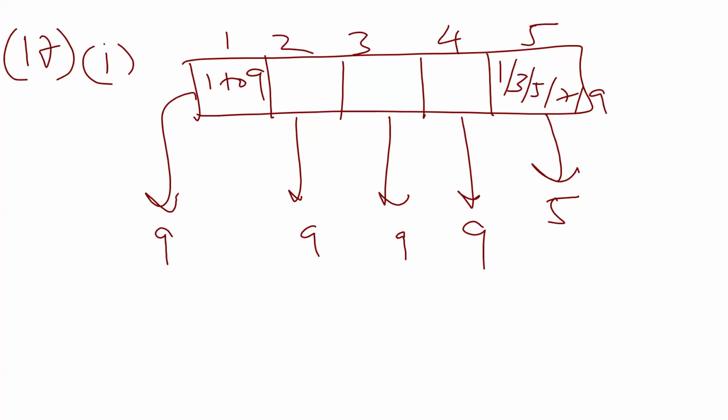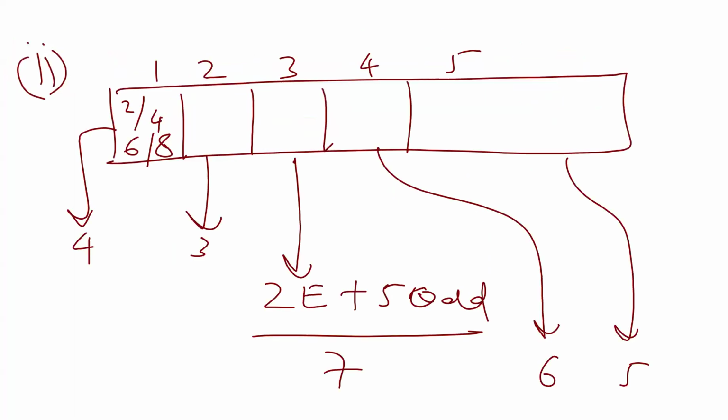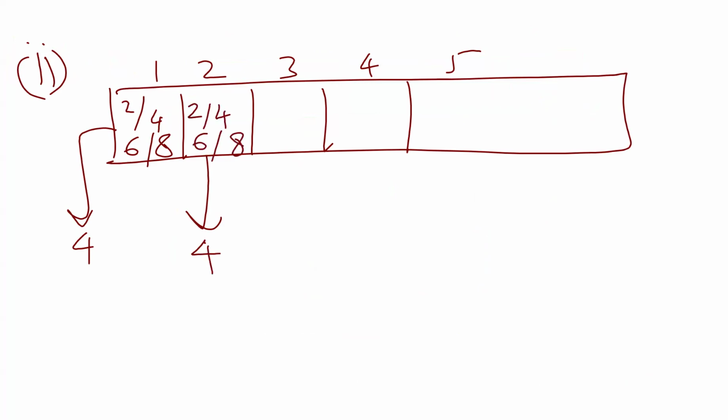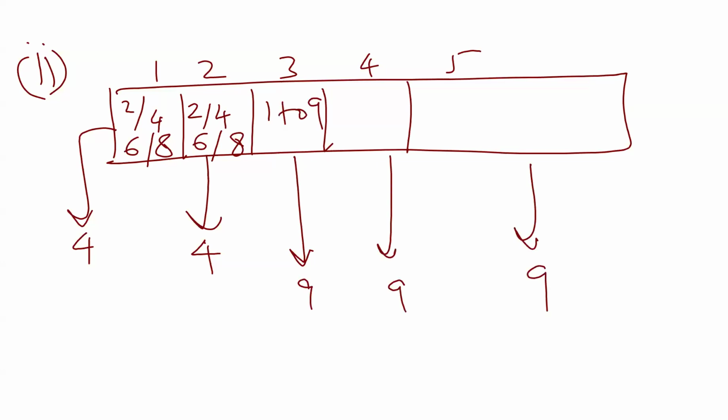And second part, the first 2 digits are even and repetition is allowed. So I'll use this same thing over here. This is also 4 ways. First 2 digits are even. This will be 1 to 9, 9 ways, 9 ways, and 9 ways. So you just have to multiply this, you'll get the answer. So it is 4 into 4 into 9 into 9 into 9. 11,664.